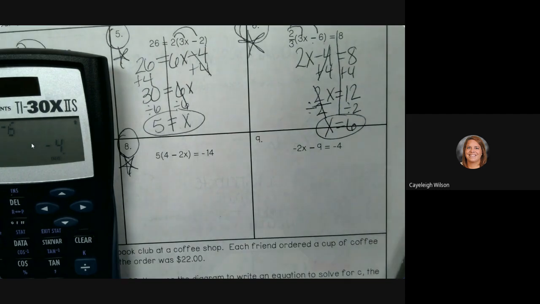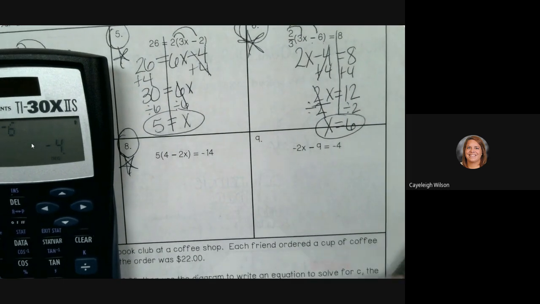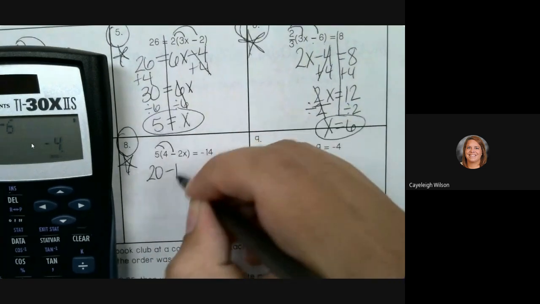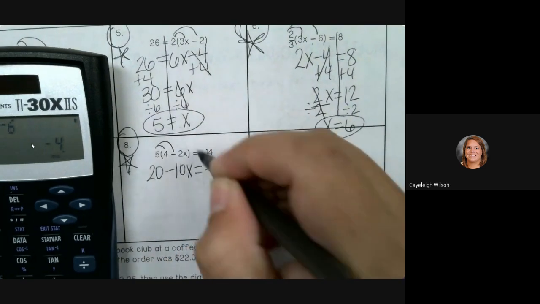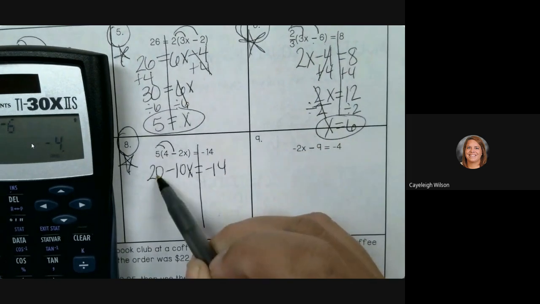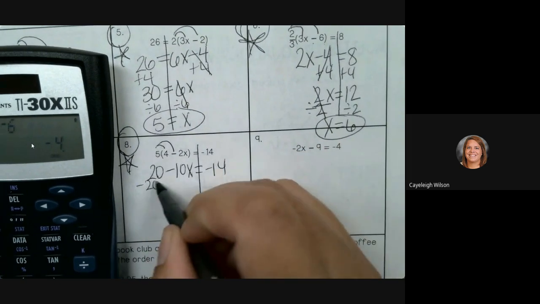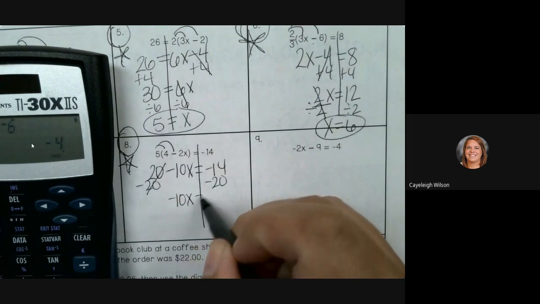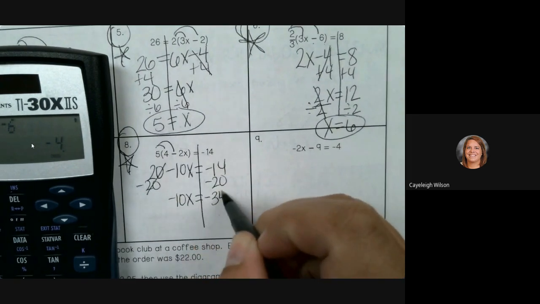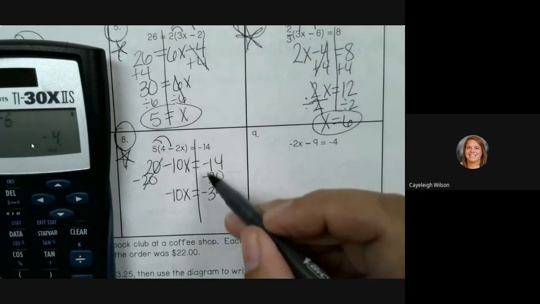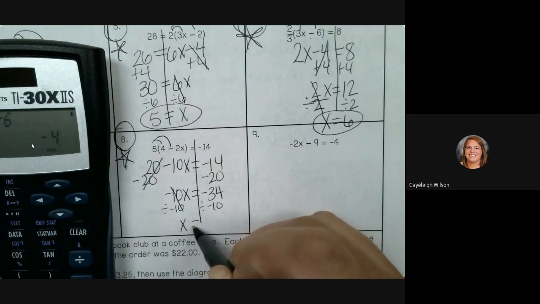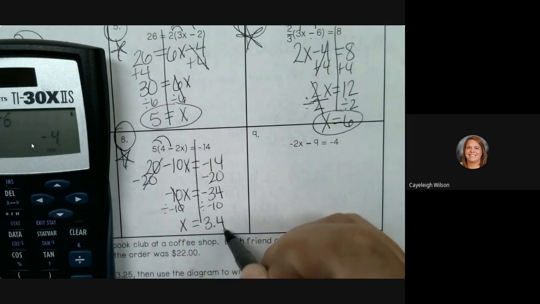All right, so, oops, dropped my phone. I should have distributed 5 times 4 is 20. 5 times -2x is -10x. And then it's a two-step. This is a positive 20, so to move it, I would subtract 20. So 20 minus 20 is 0. So that's -10x equals -34, because that's same sign, add, and keep. Divide by -10, and x equals positive 3.4.